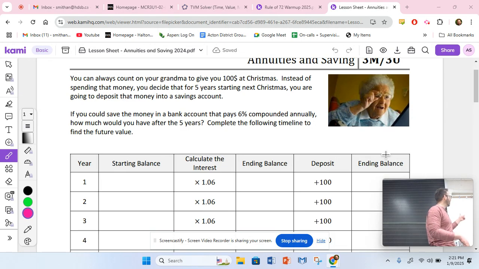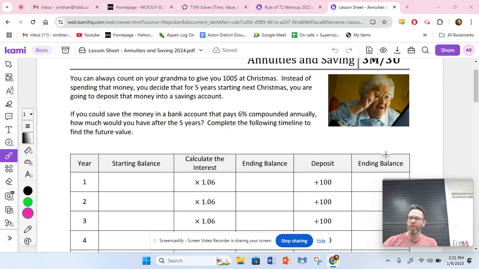But here's the scenario. Grandma gives you $100 at Christmas. And instead of blowing that money on Robux, you're going to invest that money for 5 years. Every year you get that $100, you're going to deposit it. So let's track this money over time.